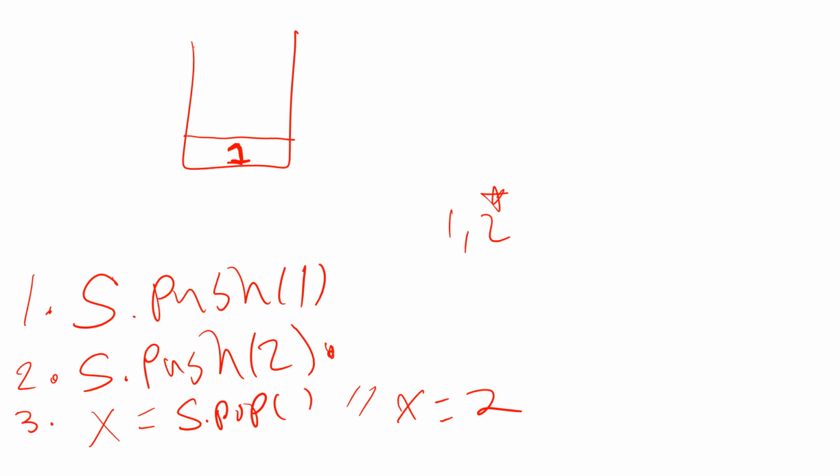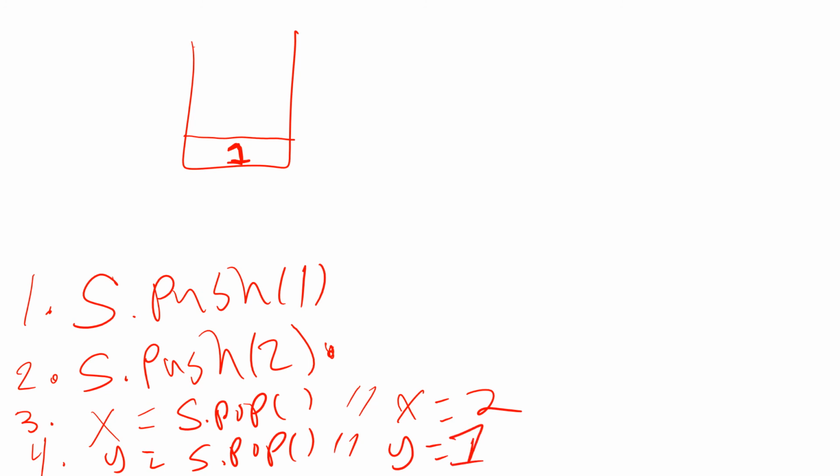That's the key. And then if I call here, we'll do Y, s.pop, then Y is going to be 1, right? So you get the value, and it's deleted from the stack. That's why I say it's kind of a get and a delete.